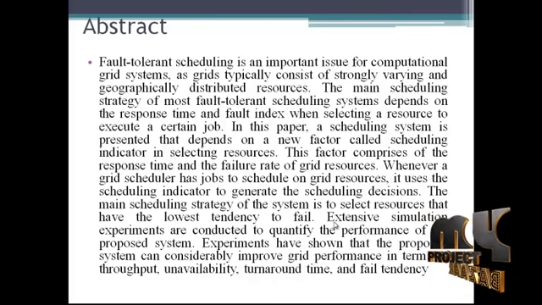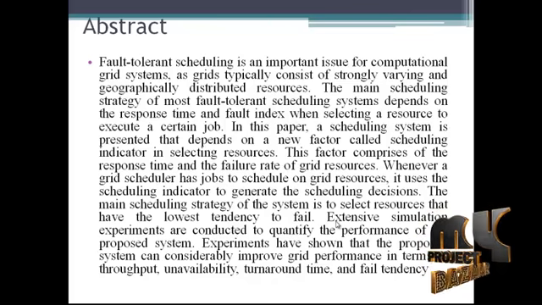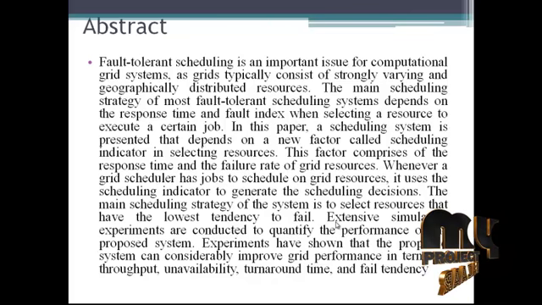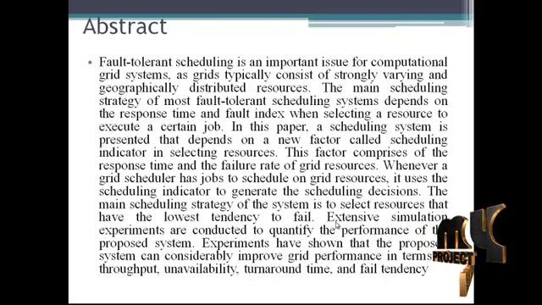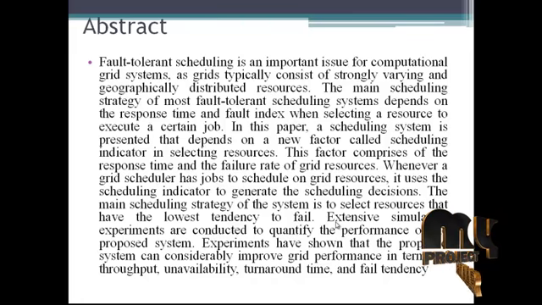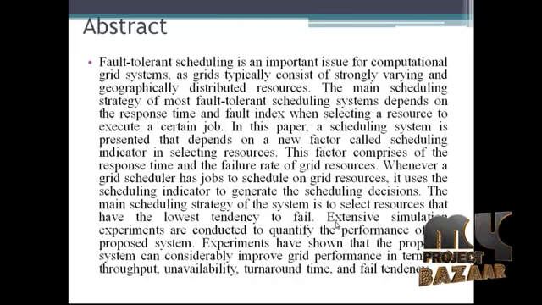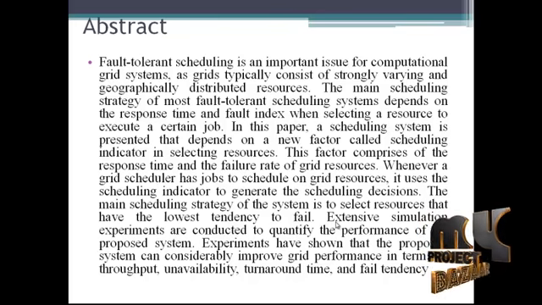In this paper, a scheduling system is presented that depends on a new factor called the scheduling indicator in selecting resources. This factor comprises the response time and failure rate of grid resources. Whenever a grid scheduler has jobs to schedule on grid resources, it uses the scheduling indicator to generate the scheduling decisions. The main scheduling strategy of the system is to select resources that have the lowest tendency to fail.